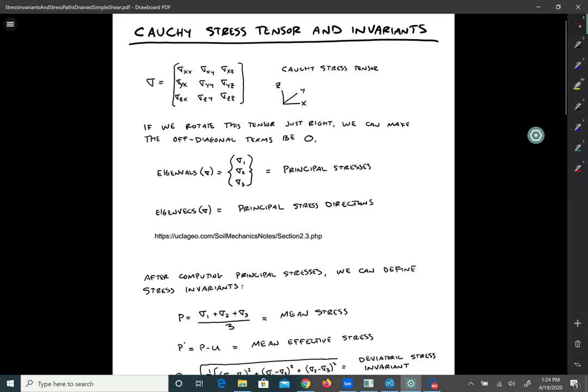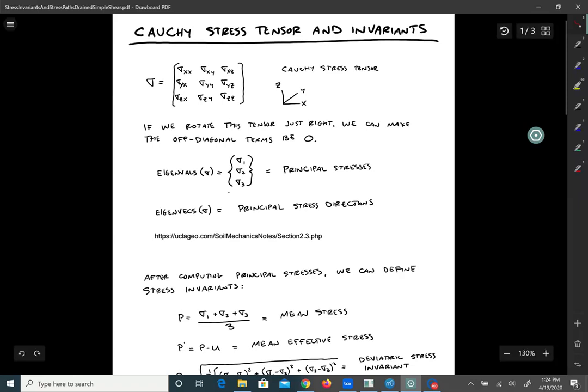Well, we could go back. We could start at that first tensor, rotate by negative 25 degrees in all directions, and we would arrive at a condition where we only have values on the diagonal. That particular orientation corresponds to principal stress directions.